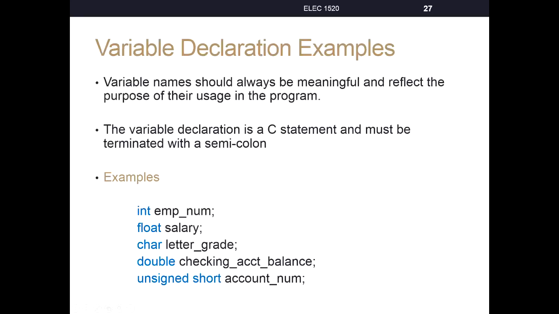All right, and so here's some more examples with some meaningful names. So the data type here is int for integer, and employee num for employee number, ends with a semicolon. If I wanted to declare a variable named salary of type float, here's how we do it. A variable named letter grade of type char. Variable name checking account balance of type double, and a variable name of account number unsigned short. All right.